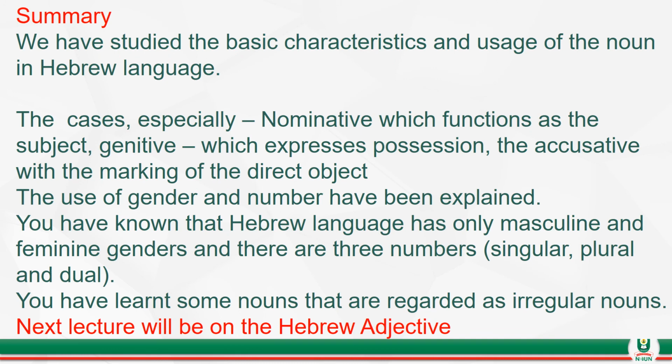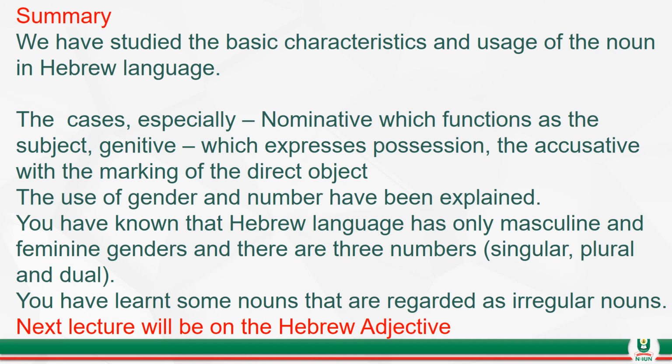Okay, so let's have a recap of what we have done today. Today, we have studied the basic characteristics and usage of the Hebrew noun, and we have seen several cases of the noun, especially the nominative case, which functions as the subject of the sentence, then the genitive case, which expresses possession, and the accusative case with the marking of the direct object. The use of gender and number have also been explained. And of course, we saw the properties of the Hebrew noun, which are gender, number, person, and cases.